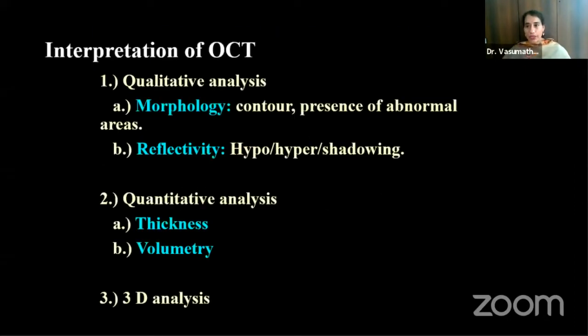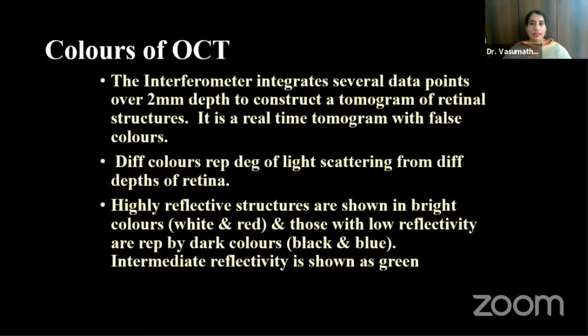So how do we interpret OCT? We have qualitative analysis wherein we look at the morphology, we look at the contour, presence of abnormal areas, we look at the reflectivity, whether it's hyporeflective, hyperreflective, whether there's any shadowing. Then we look at the quantitative analysis, thickness and the volumetry, and also do a 3D analysis in certain specialized situations. Basically, the colors of OCT are all false colors, and bright colors like white and red suggest highly reflective structures, whereas dark colors like black and blue, especially when there's just fluid, are shown as low reflectivity, and intermediate reflectivity is shown as green.